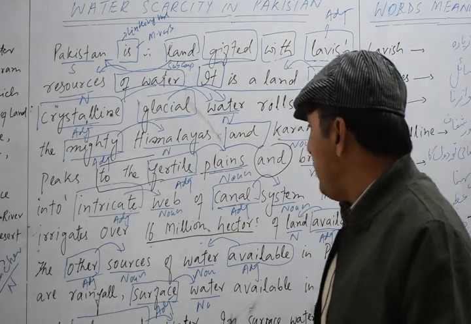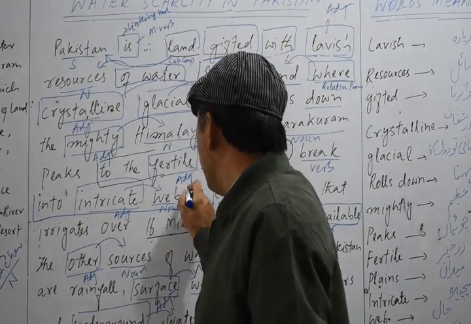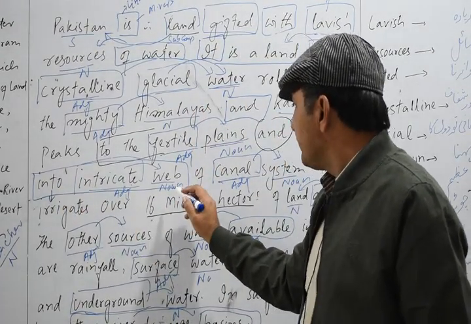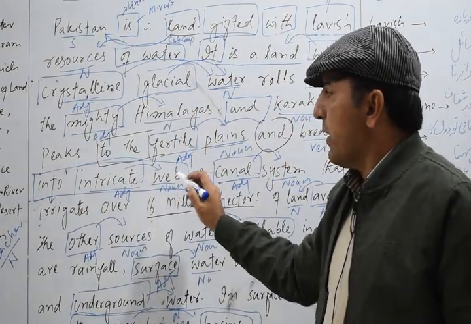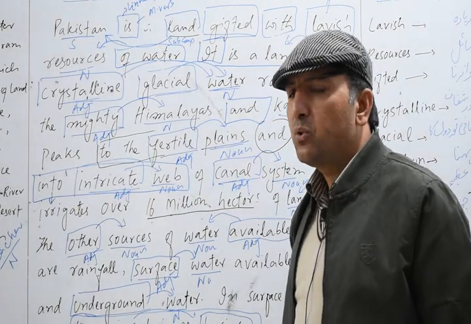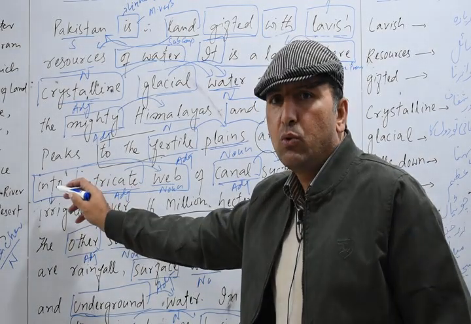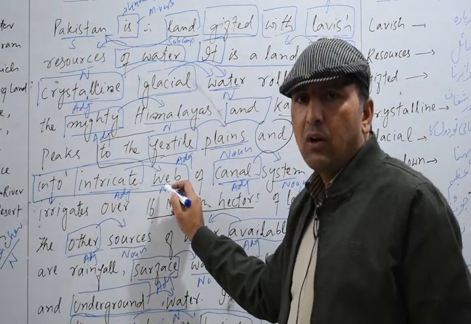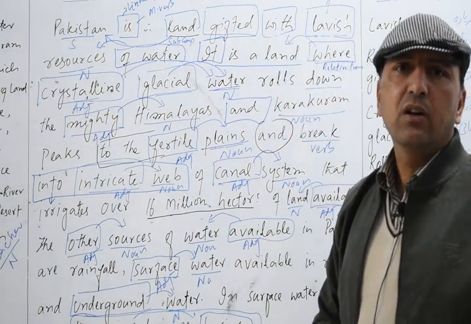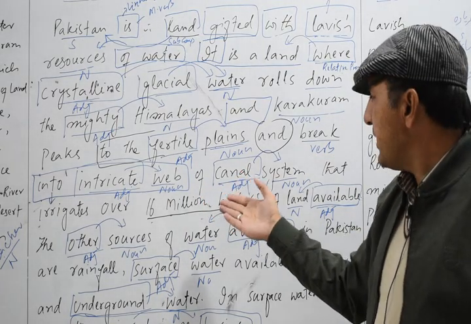Now you see, when we started here, "into intricate web", once again it starts with a preposition and ends with the noun web. So any phrase which starts with the preposition, जैसे मैं पहले भी बताया कि कोई भी phrase जो preposition पे शुरू हो और noun पे ख़त्म हो, हम उसको क्या कहते हैं? Prepositional phrase. We call it prepositional phrase. Okay, I hope that you have understood what prepositional phrase is.